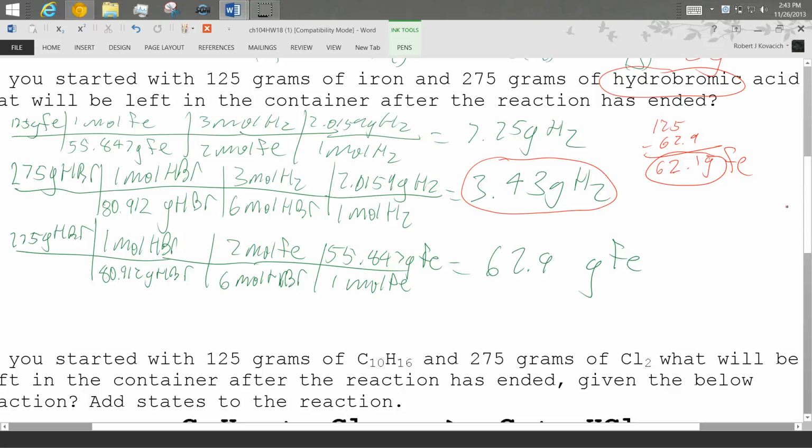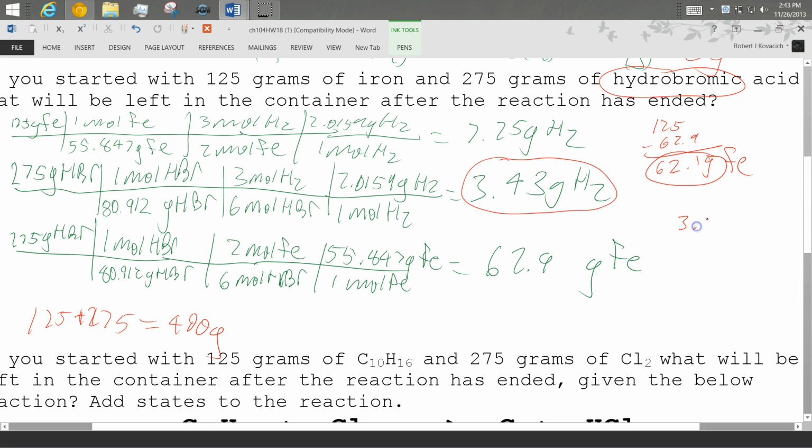You could do another railroad track, or you could say 125 plus 275. That's 400 grams of starting product. Are we okay with that? What do we know is in the container already? No, there's no hydrobromic acid in the container.